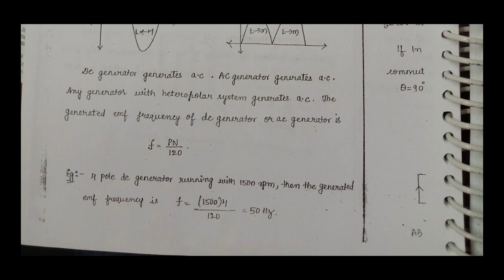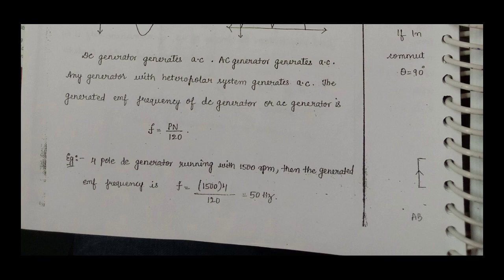A 4-pole DC generator running at 1500 RPM: the generated EMF frequency equals poles into speed by 120. Here speed is 1500 and number of poles is 4, by 120, equal to 50 Hertz. So inside a DC machine, AC action is there, and that AC can be converted into DC by the commutator.